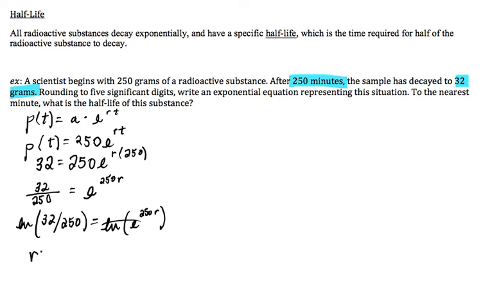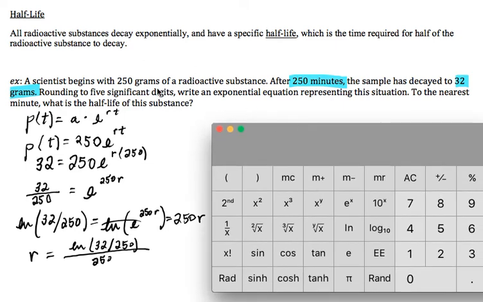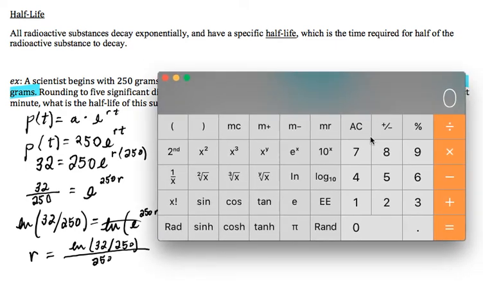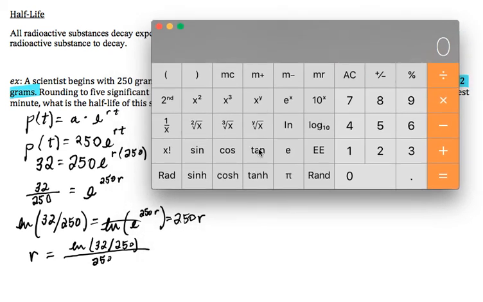So I'm going to go ahead and divide both sides by 250. So r is equal to the natural log of 32 over 250, all over this 250 right here. Since this is equal to 250r, I'm just dividing by 250. And we need a calculator here. We're going to round to, it says 5 significant digits. I'm just going to round to 5 decimals. It's going to be close enough.